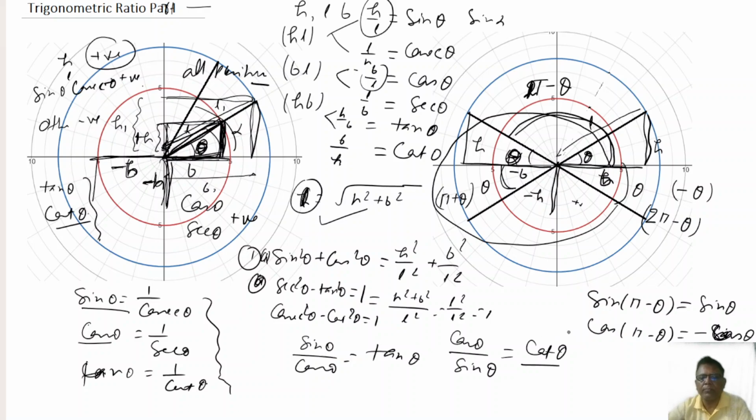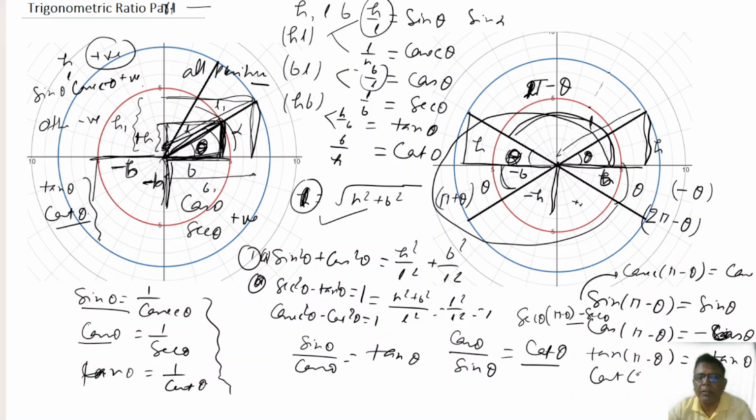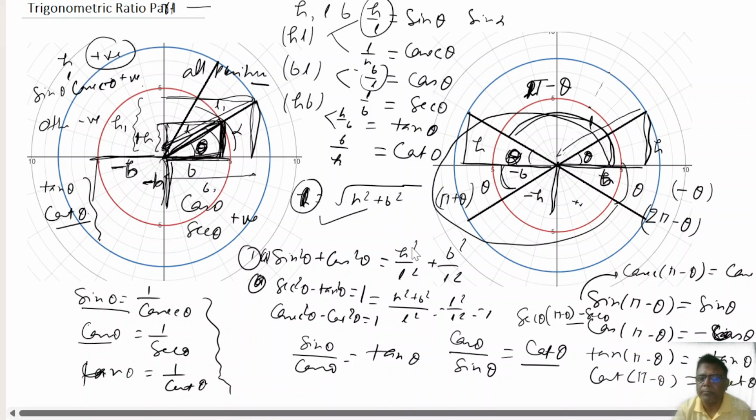What will be the value of tan pi minus theta? That will also be negative, minus tan theta. Similarly, it will follow the pattern: cosec pi minus theta is also positive, because this involves h and L, and sec pi minus theta is minus sec theta. Same pattern. Cot also will follow the same pattern. Cot pi minus theta is equal to minus cot theta.